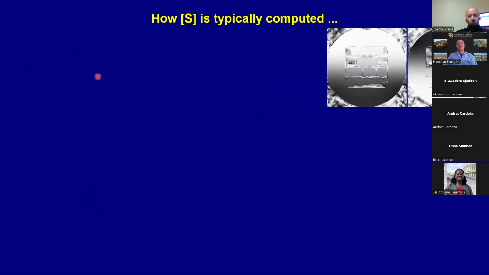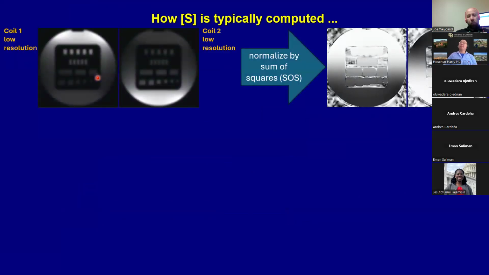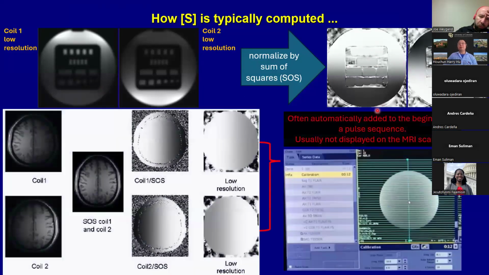How do we actually compute the sensitivity? This is something that if you're sitting at the scanner, you don't always see, but the scanner is acquiring this data in the background. We're acquiring low resolution images, and then normalizing them by the sum of squares image to get the sensitivity profiles, and these are sitting in memory in the back. Here's an example in the previous phantom, and here's an example in the previous spine that I showed. Often there's some smoothing that goes on to fill in some of the noise.